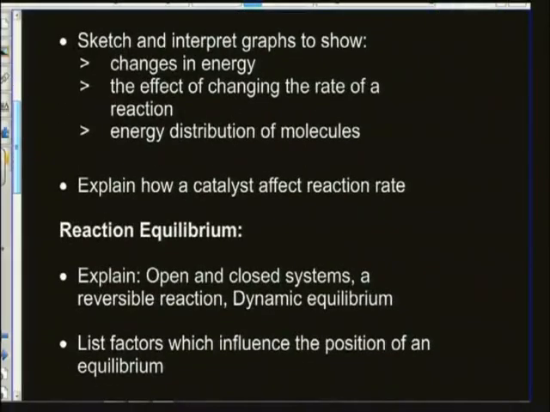The other very important thing that you should note is to sketch and interpret the graphs that have to do with change in energy, the reaction coordinates graph, and the effect of changing the rate of reaction. That is when you look at the concentration changes during a reaction rate, as well as the energy distribution of molecules. We also call this graph the Boltzmann distribution curves. You should be able to sketch those and interpret what they mean. Now, the other very important thing is to look at how a catalyst affects the rate of your reaction, and that is very important.